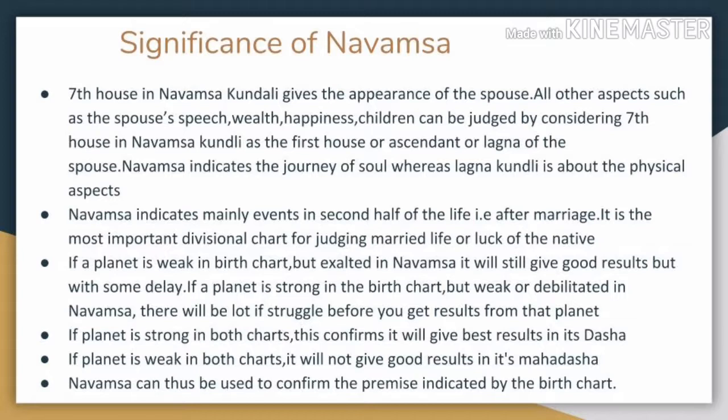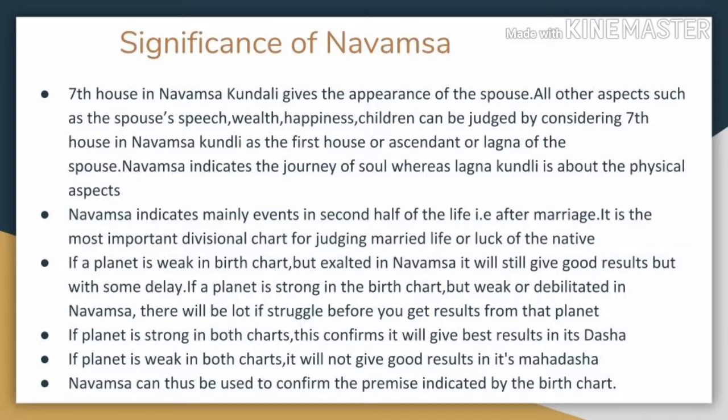Okay, now the lagna chart indicates the physical body. Okay, and the Navamsa indicates the journey of the soul. Okay, so Navamsa mainly indicates the events which occur in the second half of your life, that is after marriage. Okay, so it is the most important divisional chart which is used for judging married life or bhagya. Bhagya is the luck of the native.